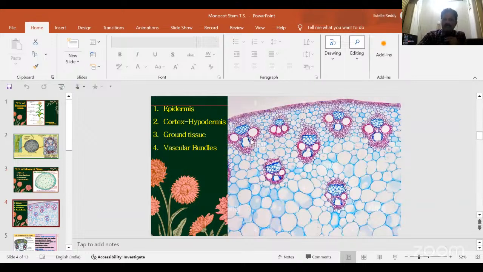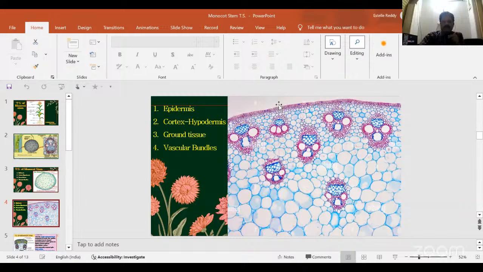If you see the TS of monocot stem under the compound microscope, it appears like this. Here you can see the tissues very clearly. The epidermis is made up of a single layer of barrel-shaped cells. It is very easy to recognize, because the epidermis is covered with a thick cuticle. Comparatively, in dicots, the cuticle is thin. In monocots, the cuticle layer is very thick.